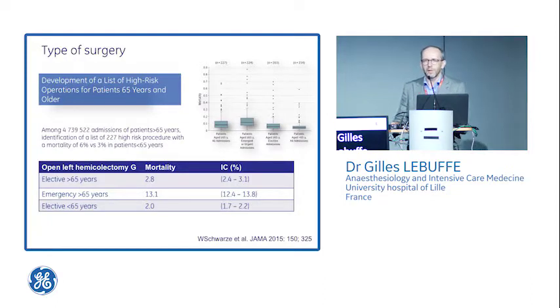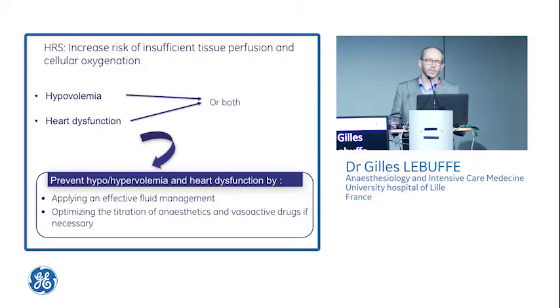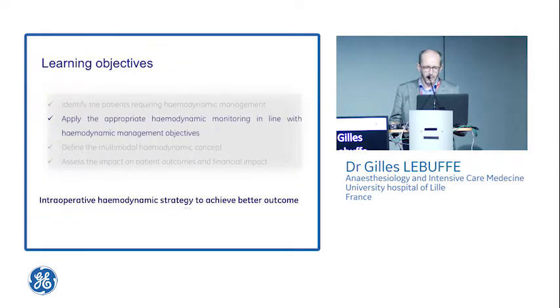Why do we have to identify high-risk surgical patients? These patients are at risk of insufficient tissue perfusion and cellular oxygenation by hypovolemia or heart dysfunction, or both. And so we have to prevent hypo- and hypervolemia and heart dysfunction by applying effective fluid management, but also by optimizing the titration of anesthetic and vasoactive drugs if necessary. And so we now try to apply the appropriate hemodynamic monitoring.